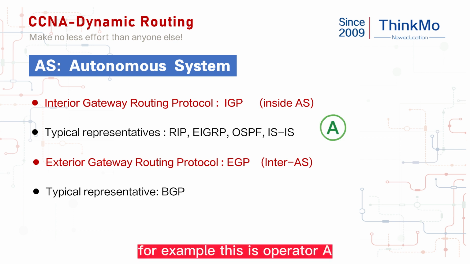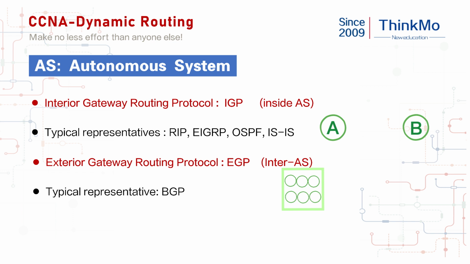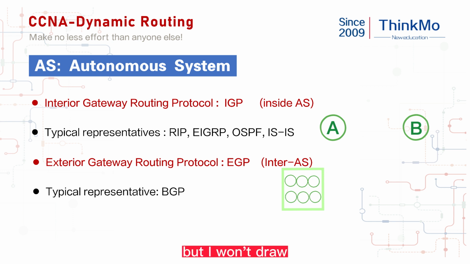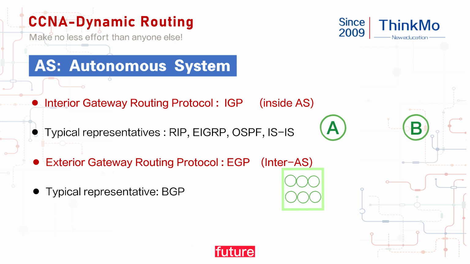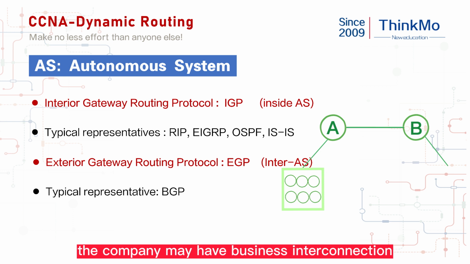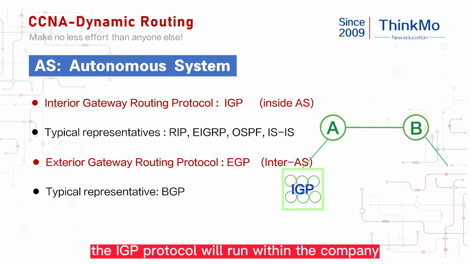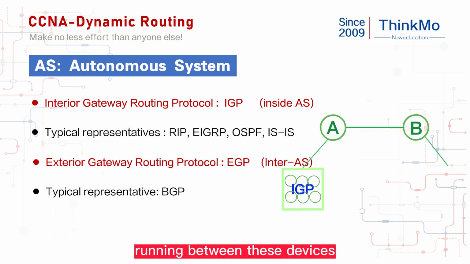For example, this is operator A. This is operator B. This is the company. There are many routers in the company. Of course, between operators there are also routers, but I won't draw them. This is the device we're talking about. In the future, the company may have business interconnection with the operator. First of all, let's talk about where these protocols are running. The IGP protocol will run within the company, whether it is OSPF or EIGRP, running between these devices.